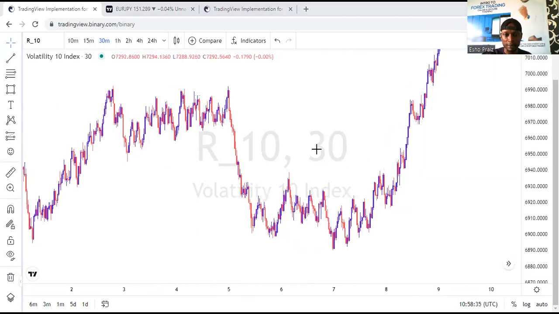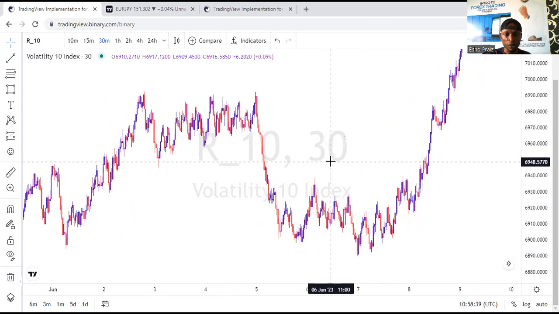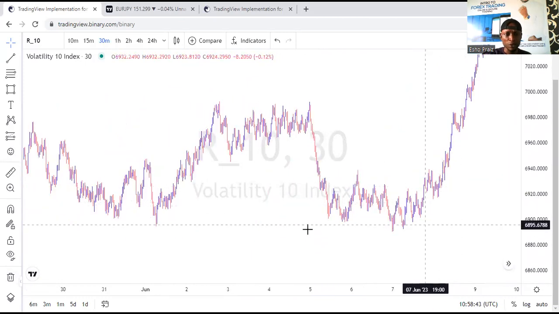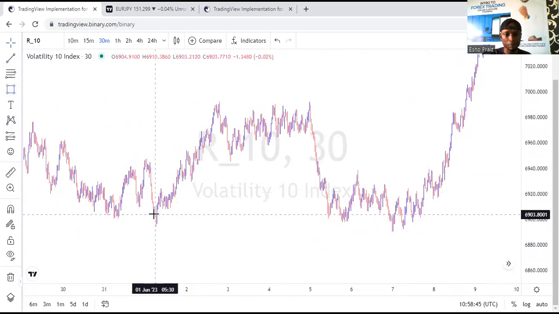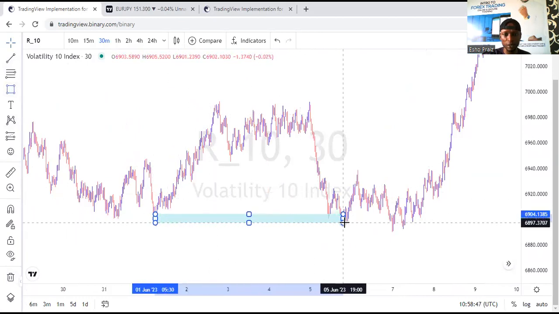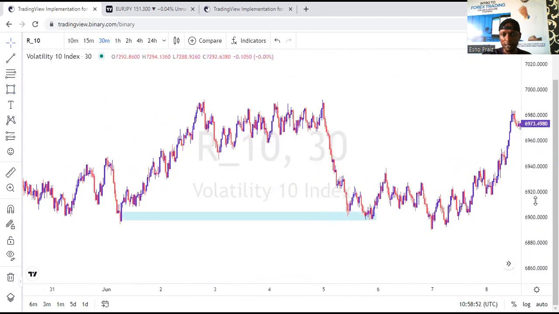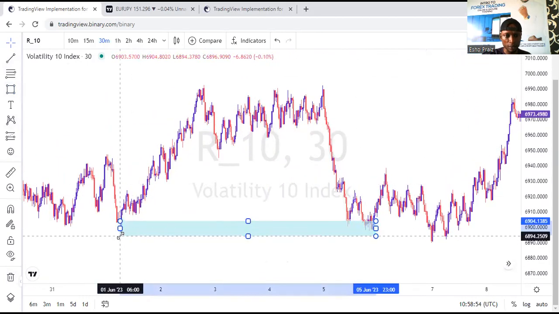Okay, so look at it right here. If you see this market you're seeing, you will see that we have an order block here, right? There is an order block here. Check and see. There is an order block here, right?